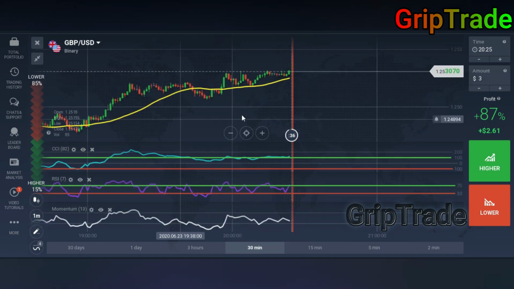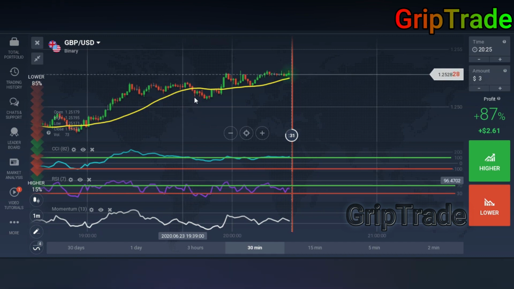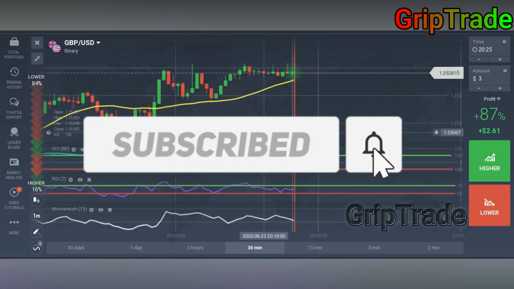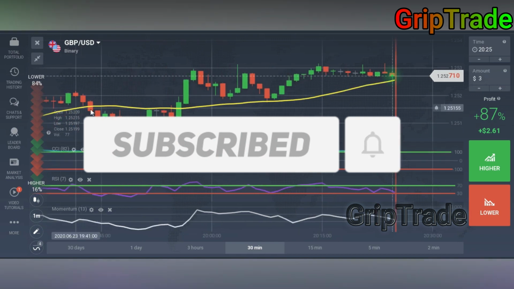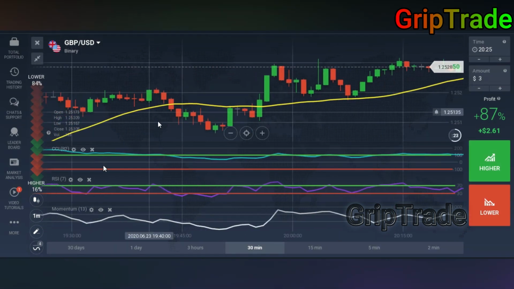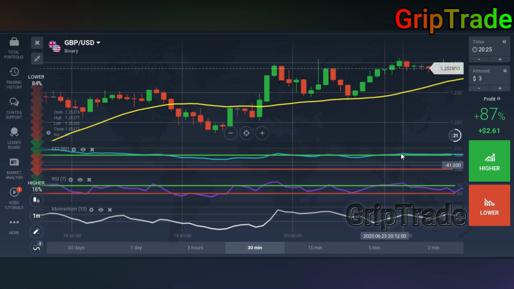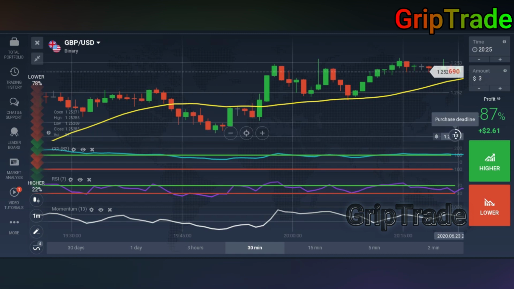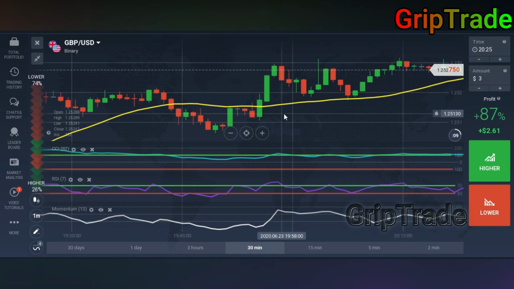Okay, there you go. What you need to watch out for here, I'll show you by zooming in. It's a 1 minute time frame. Remember, all you need to remember is that you need to put the trade when the purchase deadline, where the cursor is right now, is less than 1 minute. You should put the trade at that point.